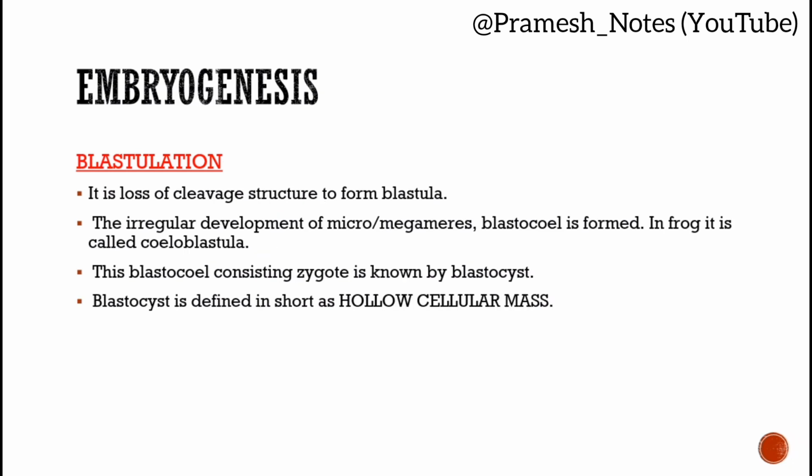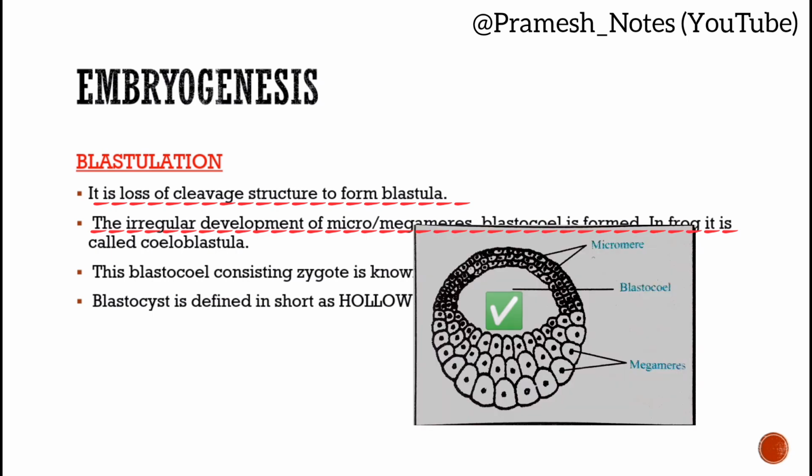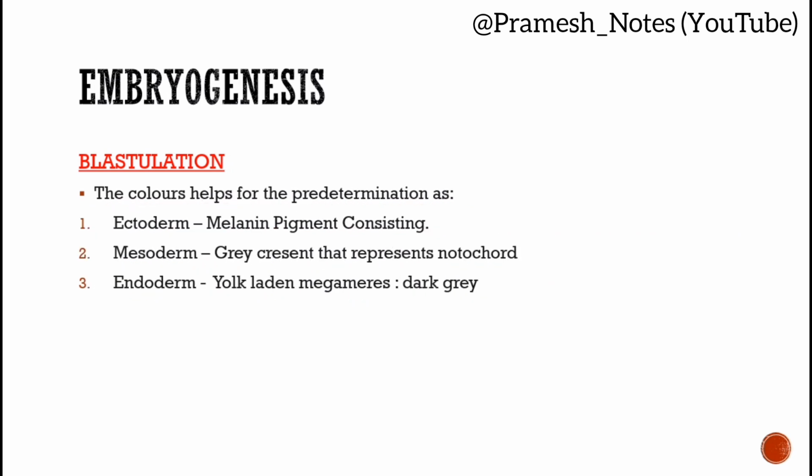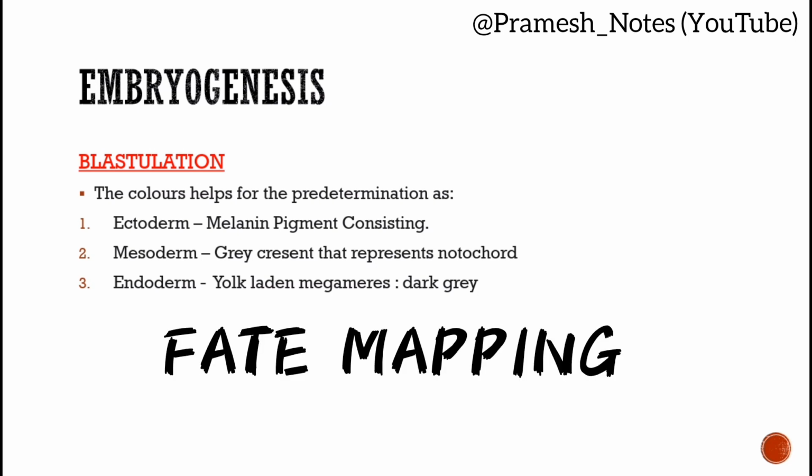After the formation of the morula, a blastula needs to be formed for further embryonic development. So, blastulation is the loss of cleavage structure in order to form a single blastula. In this phase, irregular development of micromeres and macromeres happens. This tends to create a random cavity inside it, which is called the blastocoel. In the case of frog, this is known as coeloblastula. When the blastula is formed, the blastocoel-containing zygote is known as a blastocyst, and the blastocyst in short is defined as a hollow cellular mass.